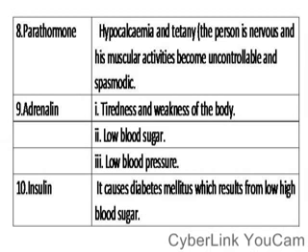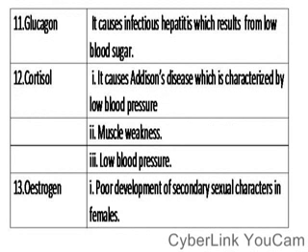Then another hormone to discuss is glucagon. So the function of glucagon is the reverse of the function of insulin. Its undersecretion causes infectious hepatitis, which results from low blood sugar.